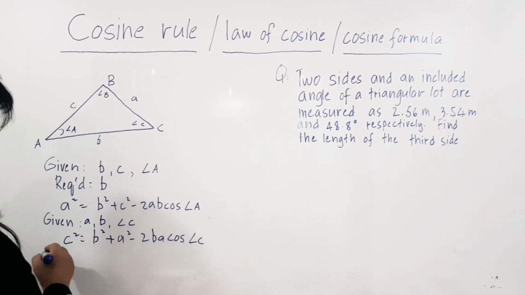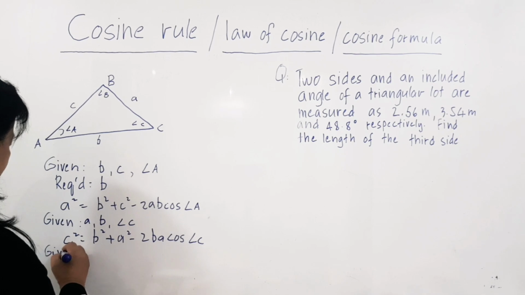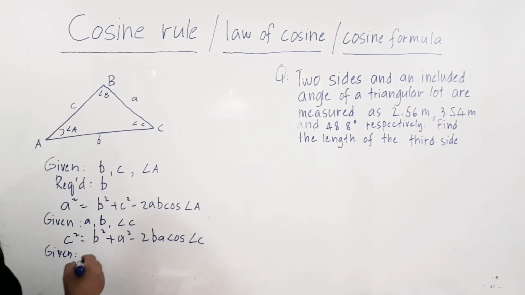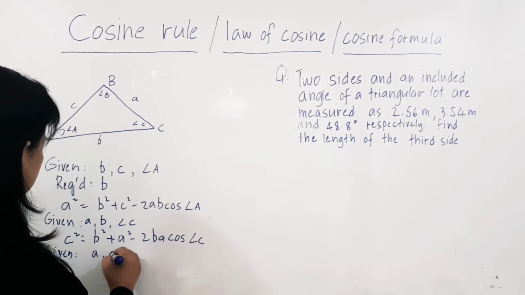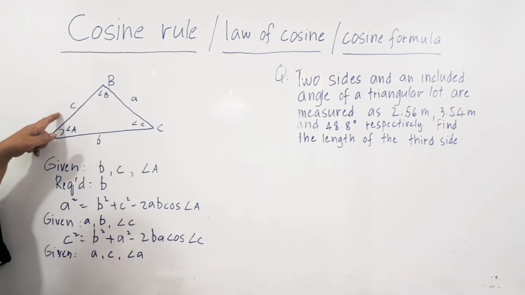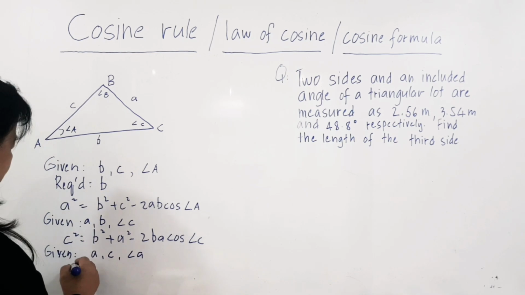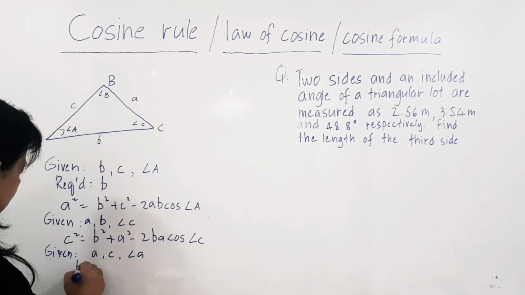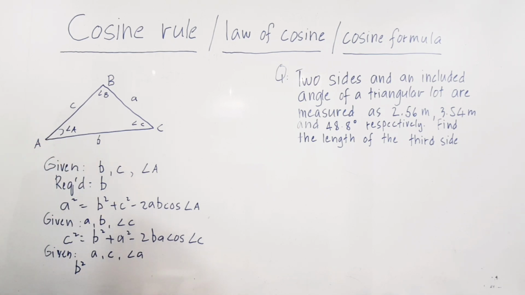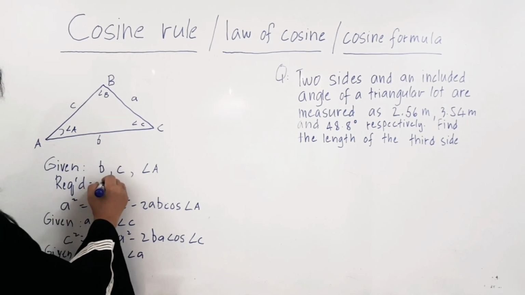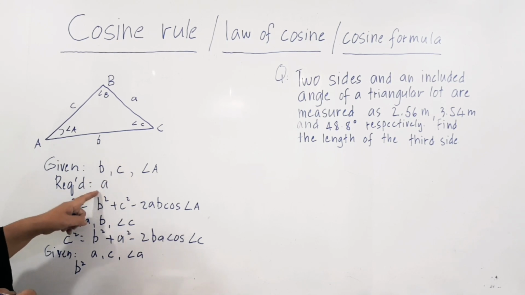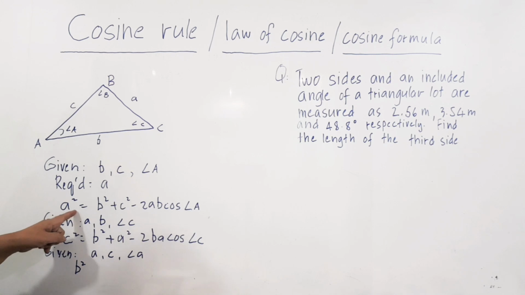Now, another thing, if the given is side C and side A, and the angle A. Sorry, what is required here is A, for example. If B and C and angle A are given, what is required is side A. So this is the formula we're using.